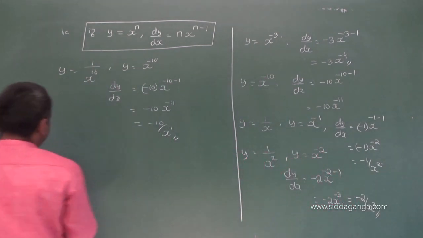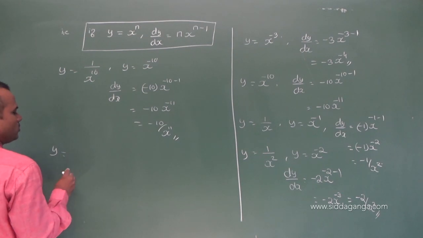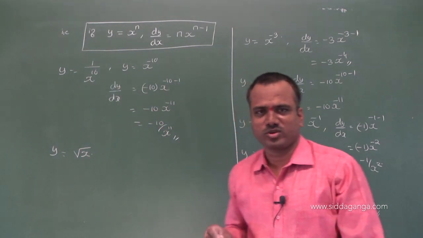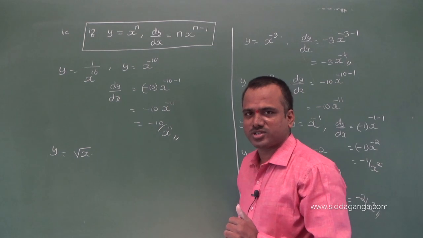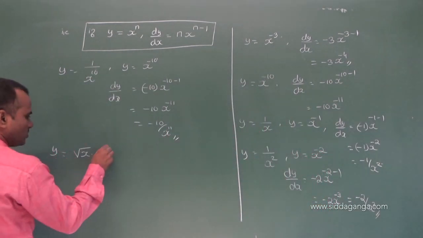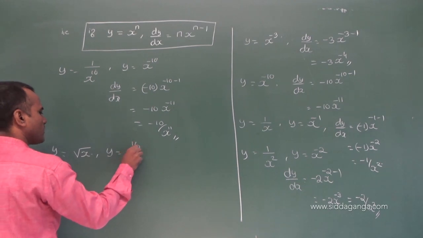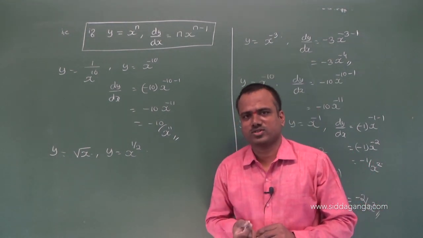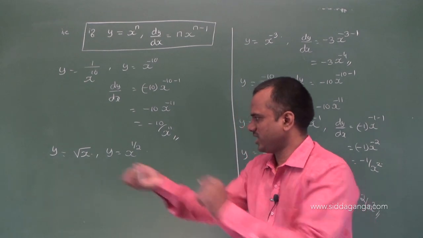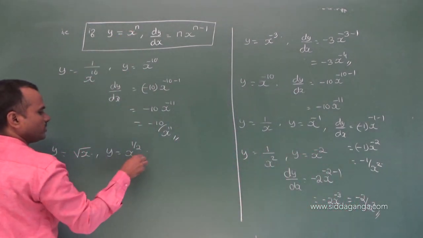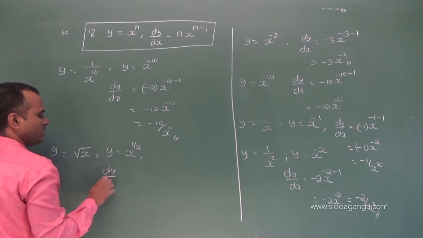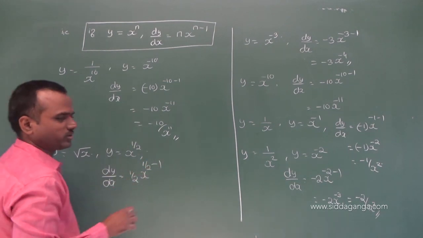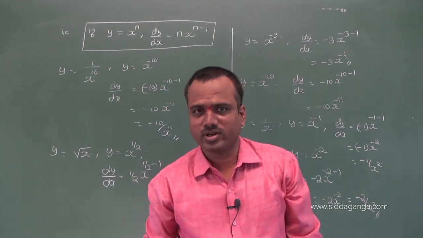Suppose I want one more. Y is equal to square root of x. Observe here, square root of x, a very interesting problem. I can write this as y is equal to x to the power half. Both are the same, root x means x to the power half by the theory of indices. Then n is half. Dy by dx is half into x to the power half minus 1, that is n into x to the power n minus 1.